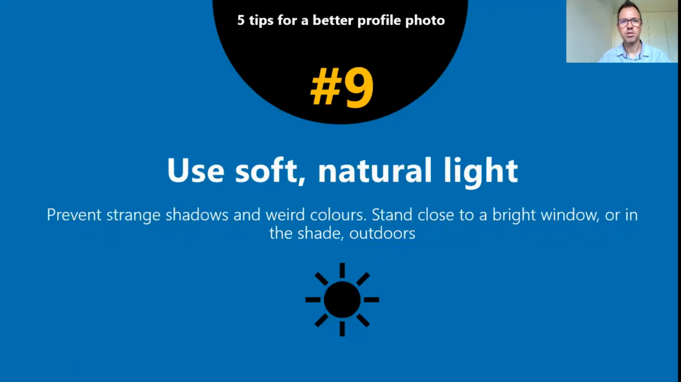Number 9, use soft natural light. If you take a photograph indoors with some overhead fluorescent lights, it can make some strange shadows or can even make the colors in your photograph seem quite weird. So take a photograph next to an open window or even outside in the shade.